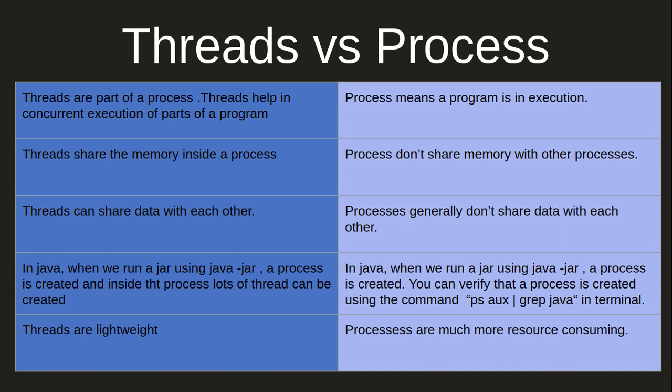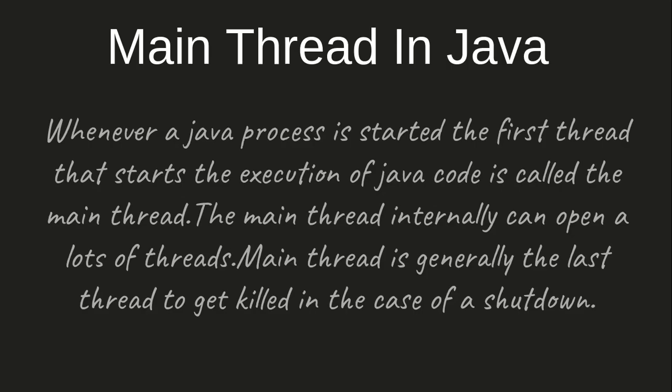Obviously, since processes have their own memory and use their own resources, they are much more resource consuming, whereas threads are lightweight. That's why you should always try to have a single process, and internally you should try to open up threads and run the parts of the program which can be run independently in different threads, so that concurrent execution can take place, rather than opening multiple processes to execute a part of your job faster.